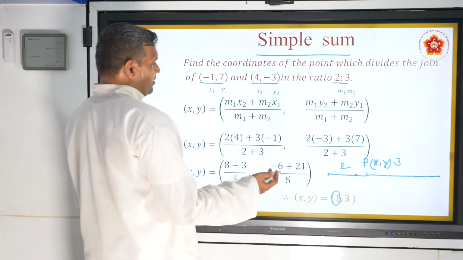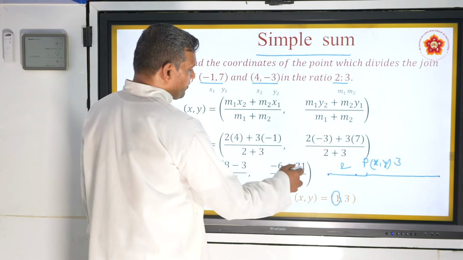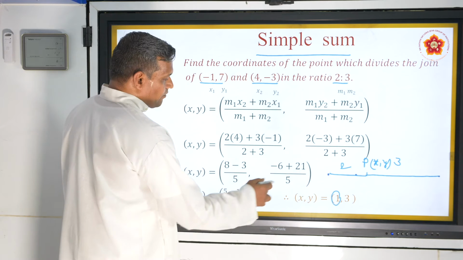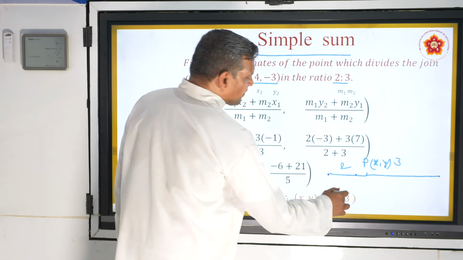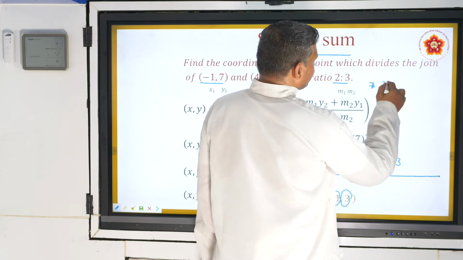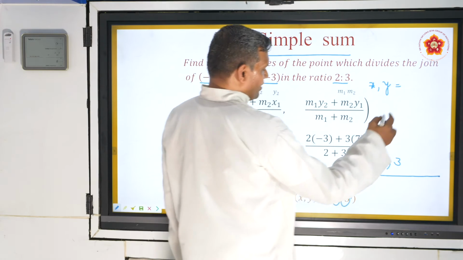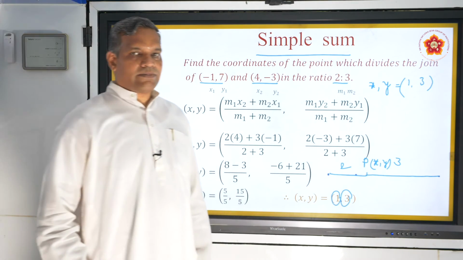Come back to this side, the right hand side. 2 3s are minus 6. 3 7s are 21. So 21 minus 6 is 15. So 15 by 5 is equal to, 5 3s are 15. Finish. What is your answer? So x and y is equal to, what is that? 1 comma 3. So the point you have to find is 1 comma 3.